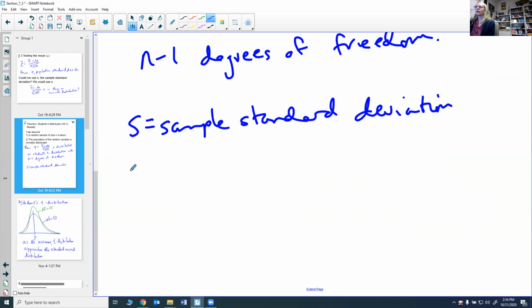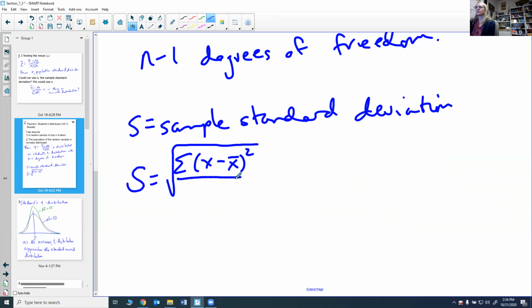The way it is calculated is using a formula that says S is equal to the square root of the sum of X minus X bar squared over N minus 1. Notice there's an N minus 1 down there. And that N minus 1 is the same as the N minus 1 up here in degrees of freedom. So I did want to mention that.